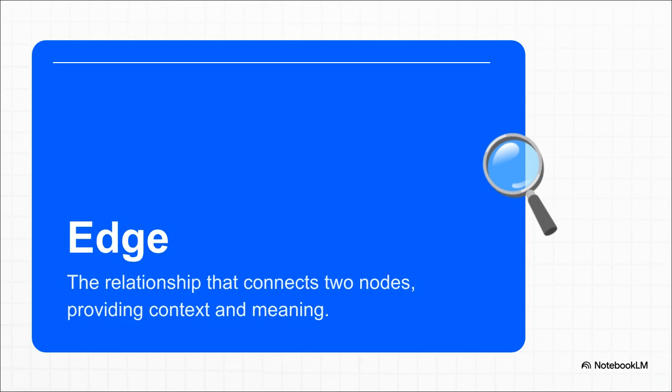Now the second building block is the edge. And this is where the magic really starts to happen. An edge is the relationship that connects two nodes. It's the verb that gives context to our nouns. See, it's not enough to just have Leonardo da Vinci and Mona Lisa as two separate things. The edge, painted, is what connects them and creates an actual piece of knowledge.